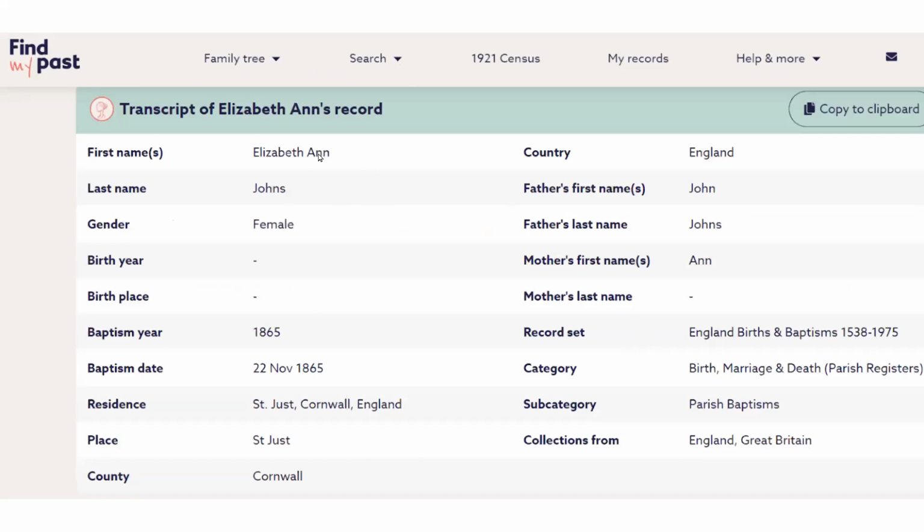And here's the full record. Elizabeth Ann Johns, baptized November 22nd, 1865. Okay, I'll buy that. Born October 2nd, that's about right for a baptism. Father's first name John, mother's first name Anne.